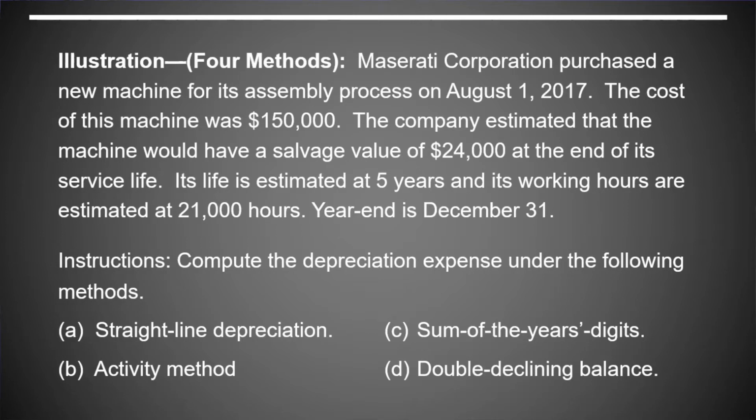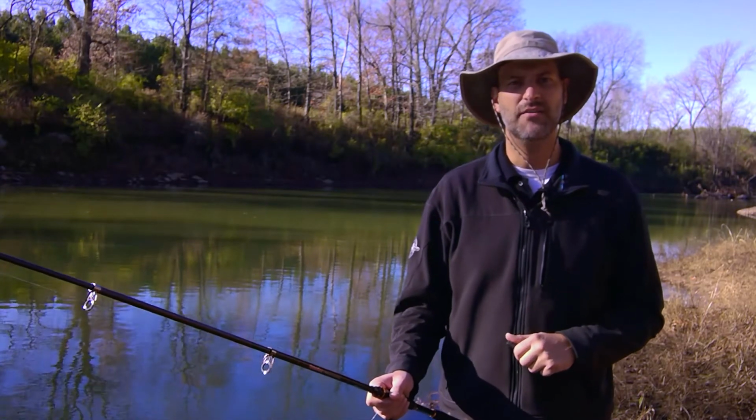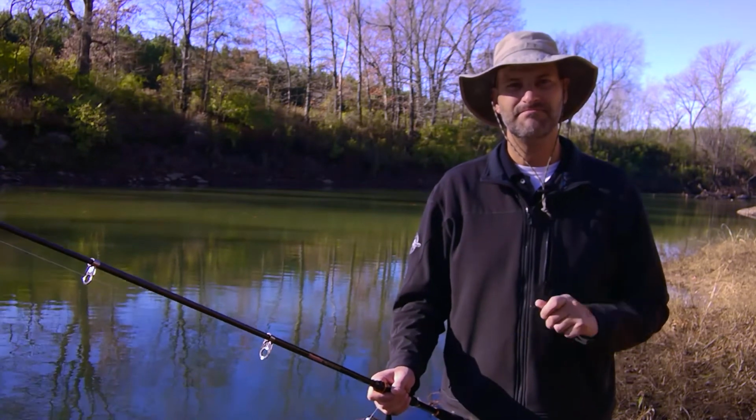Its life is estimated at 5 years, and its working hours are estimated at 21,000 hours. The year end is December 31st. Okay, let's work through this. We're going to start with our straight line method. This machine has a 5-year useful life and a depreciable base of $126,000.